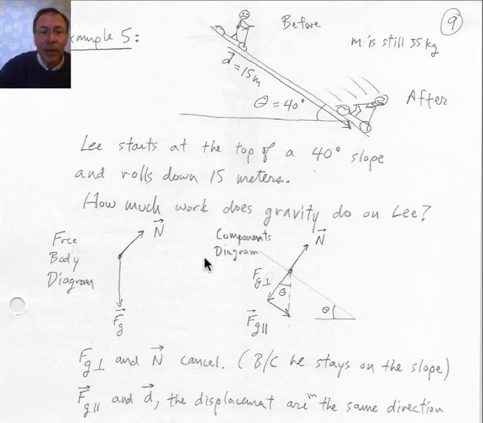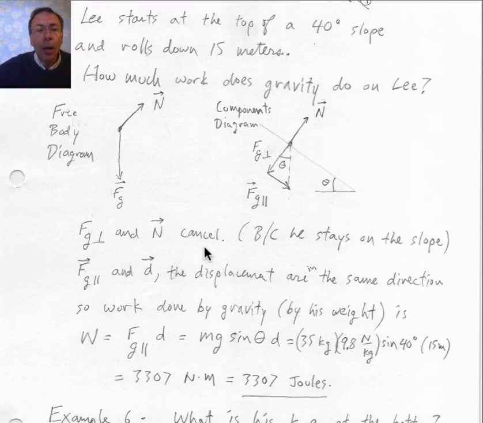Okay, so let's figure this out. We need to start by drawing a free body diagram. So you've got this dot right here. This is Lee, right there. And the ramp can only provide a force perpendicular to the ramp. That's the normal force. That's this right here, the normal force. And gravity pulls down. So here we are. Gravity's pulling down.